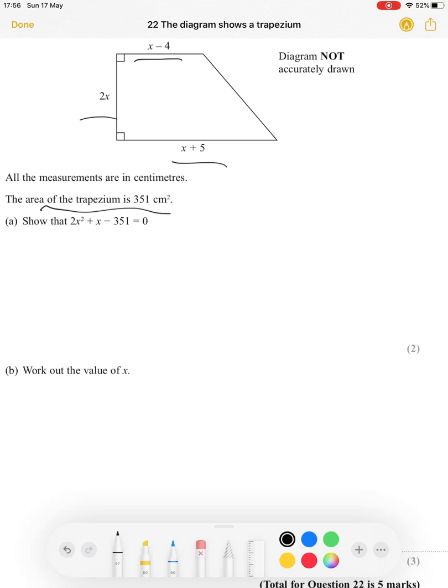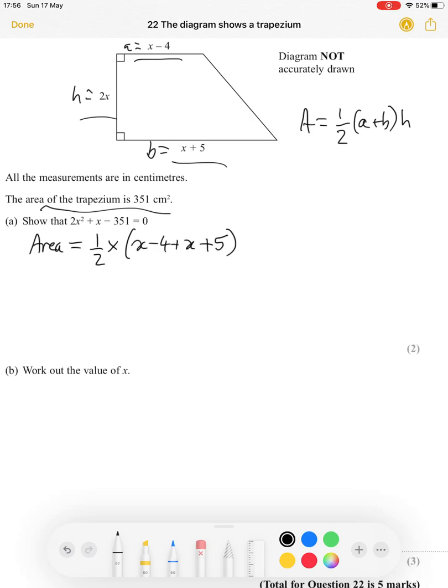So what's the area of a trapezium? Well, it's a half times the sum of the two parallel sides times the height. So we've got the height is 2x, and then the two parallel sides are x minus 4 and x plus 5. So let's put all of this information into this formula for the area. So the area is a half times a plus b, which is x minus 4 plus x plus 5, times the height, which is 2x. And we know this area is equal to 351.